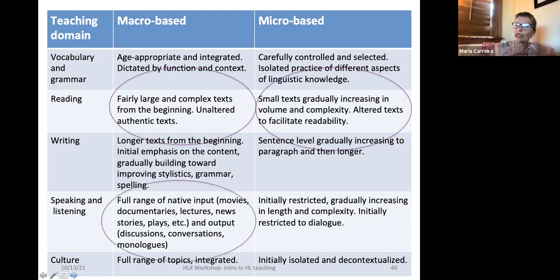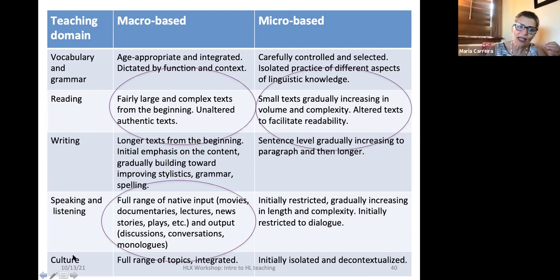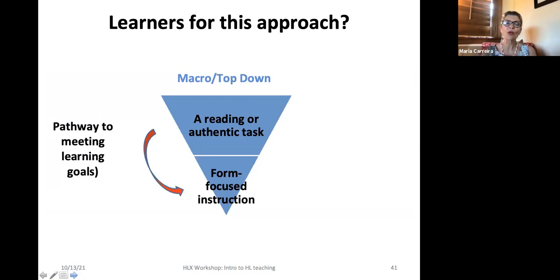In terms of speaking and listening, we have talked about listening. With HL learners, you want to start macro-based, which is real input, right? Whereas with micro, with our L2 learners, because they can't do that much, you want to start out with very restricted listening, or maybe even if they're listening to the whole thing, you want to focus on a specific little piece, precisely to help them scaffold the listening activity for them, right?